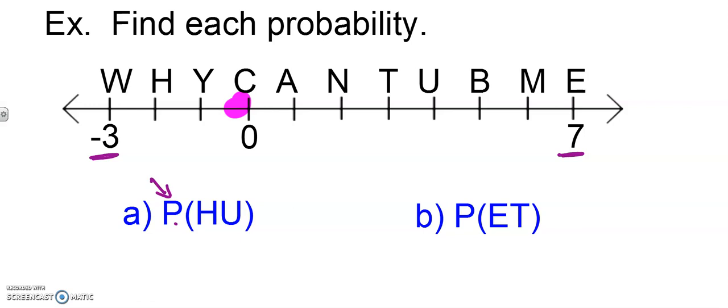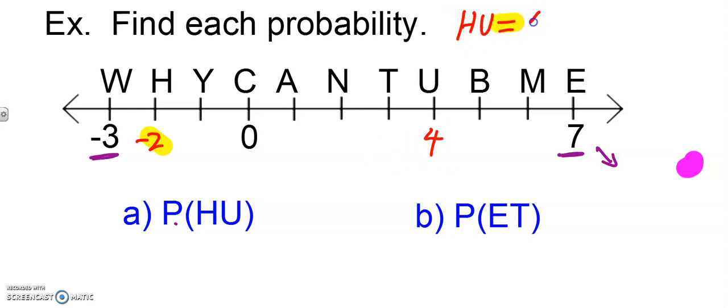Well, how long is it from H to U? Here's -2. U is 4. So the length or the distance of HU would equal 4 minus -2. That's always how we find the distance between two things. We subtract them. So in this case, that length is 6.